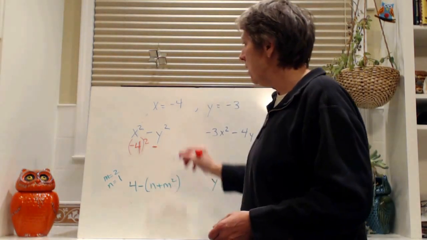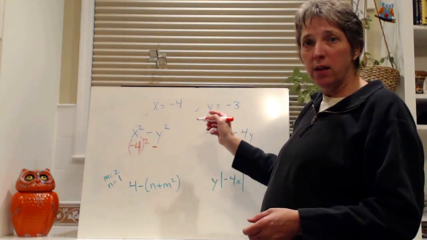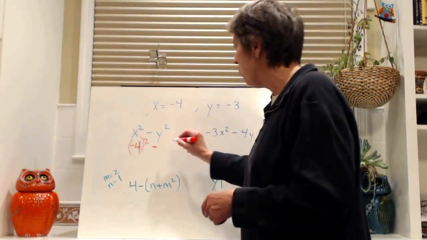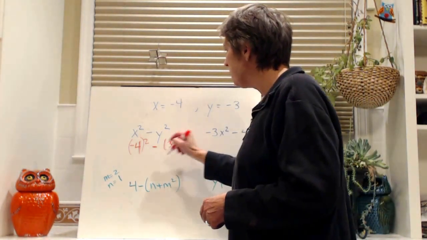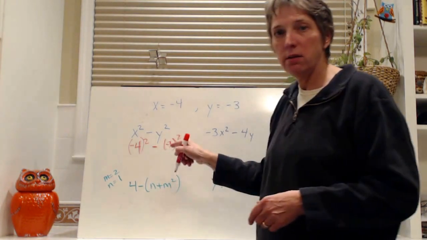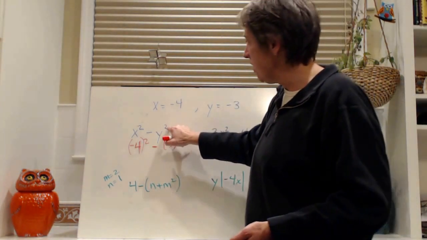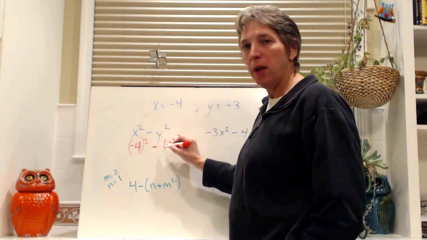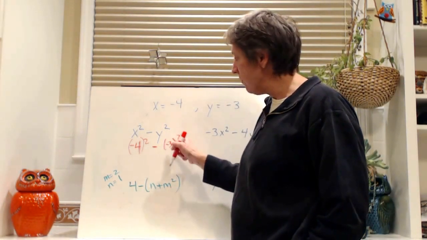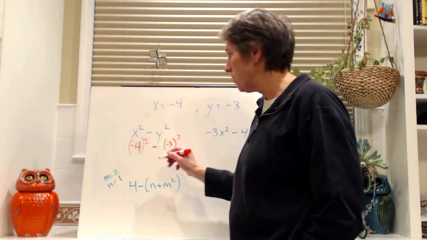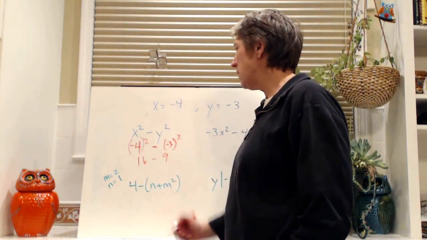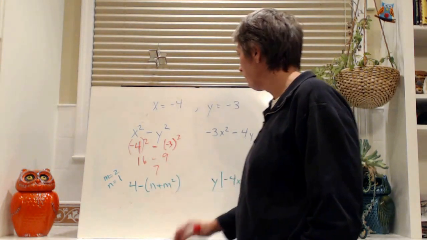Then we subtract y squared, and y is -3, so we put parentheses around the -3 and replace the y with that. And the exponent goes on the outside, not on the inside, because it's telling you to square whatever y is. Now, we don't do a giant plus here because we have to evaluate (-3) squared first. So we get 16 minus 9, and 16 minus 9 is 7.